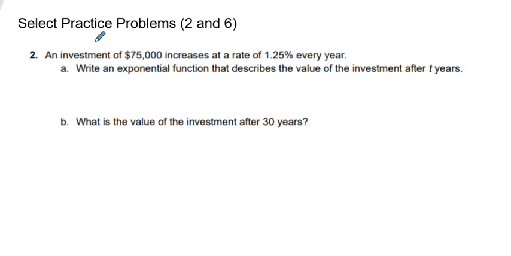All right, so the first question says, an investment of $75,000 increases at a rate of 1.25% every year. Write an exponential function that describes the value of the investment after t years. So remember we have our y equals a times 1 plus r, which is your rate of change, to the t. So y is just going to stay y because we're writing general equations. When it says write an exponential function that describes the value of the investment after, and they give you a nondescript number of years, they say t years, that means they're just saying write us a general equation.